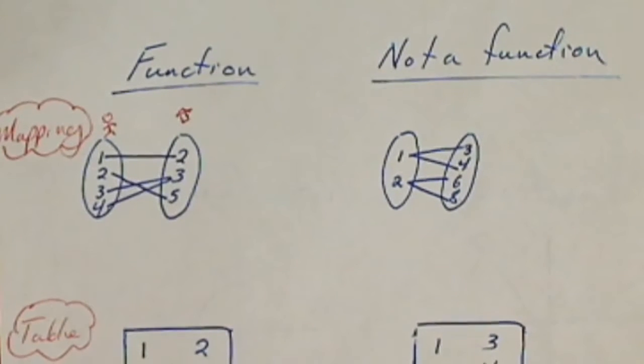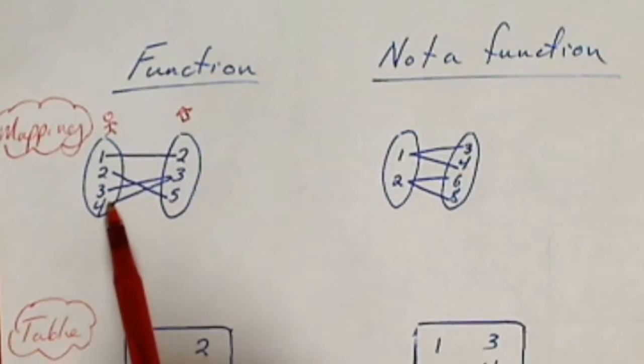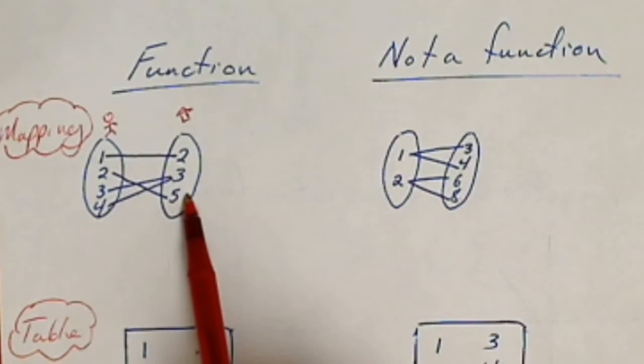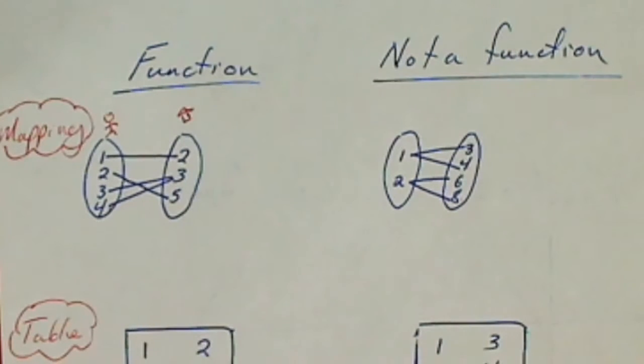Okay, guys, here's functions really quick. The first thing you're looking at here is a mapping. We have 4 different ways that we're going to identify what a function is: mappings, tables, ordered pairs or coordinates, and graphs. I'm going to start with mappings first. The bottom line is all the numbers over here on the left are your inputs or your x's. All the numbers on the right are your outputs or your y's.